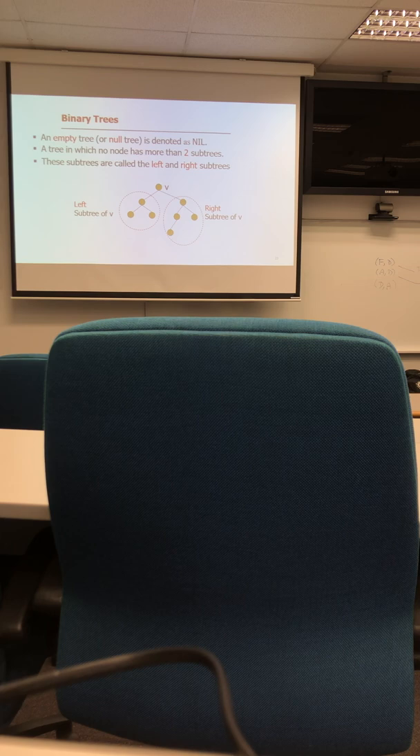Binary tree. Okay, an empty binary tree is denoted as null. A tree in which no node has more than 2 subtrees. So this is the definition of binary tree. Every node at most has 2 subtrees, left subtree and right subtree.